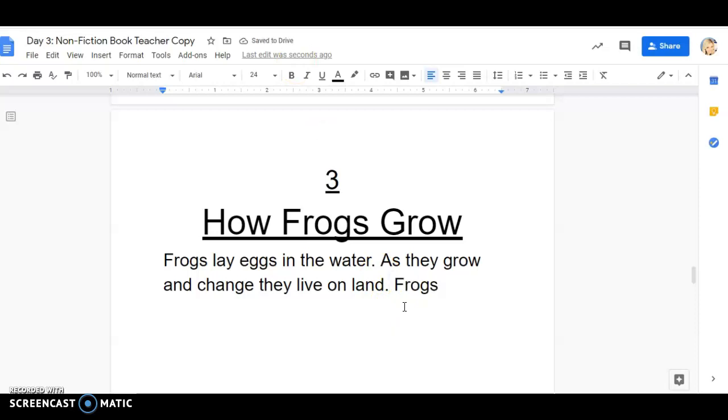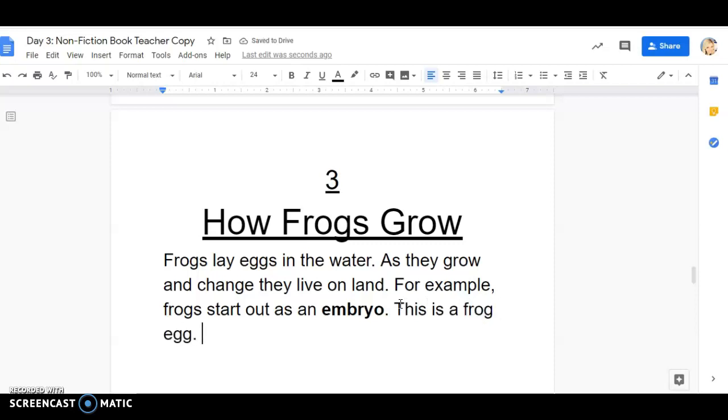Frogs, which I'm going to say for example, frogs start out as, and this is in one of my notes, an embryo, and I'm going to put that in bold. Embryo. And this is a frog egg. After the frog egg, what does it turn into?